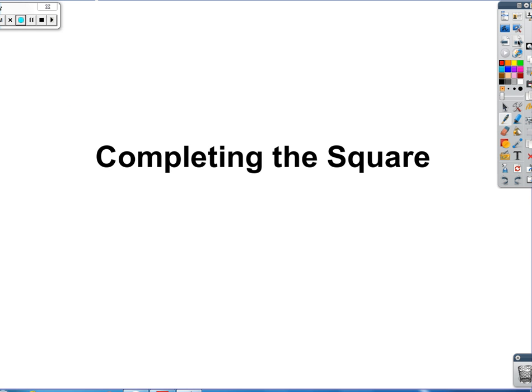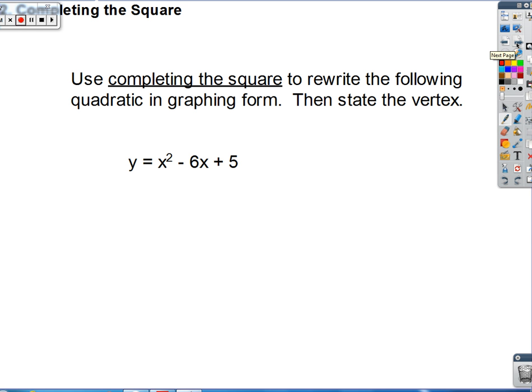Completing the square. So we're given a quadratic function. Use completing the square to rewrite the following in quadratic and graphing form. This could also be called vertex form because it tells us the vertex. We have a process for this. I gave you a formula. Just like we did with the quadratic formula, ax squared plus bx plus c in standard form. For completing the square, we're going to have a, x plus or minus b over 2. We'll just say plus, sorry. This should work itself out.